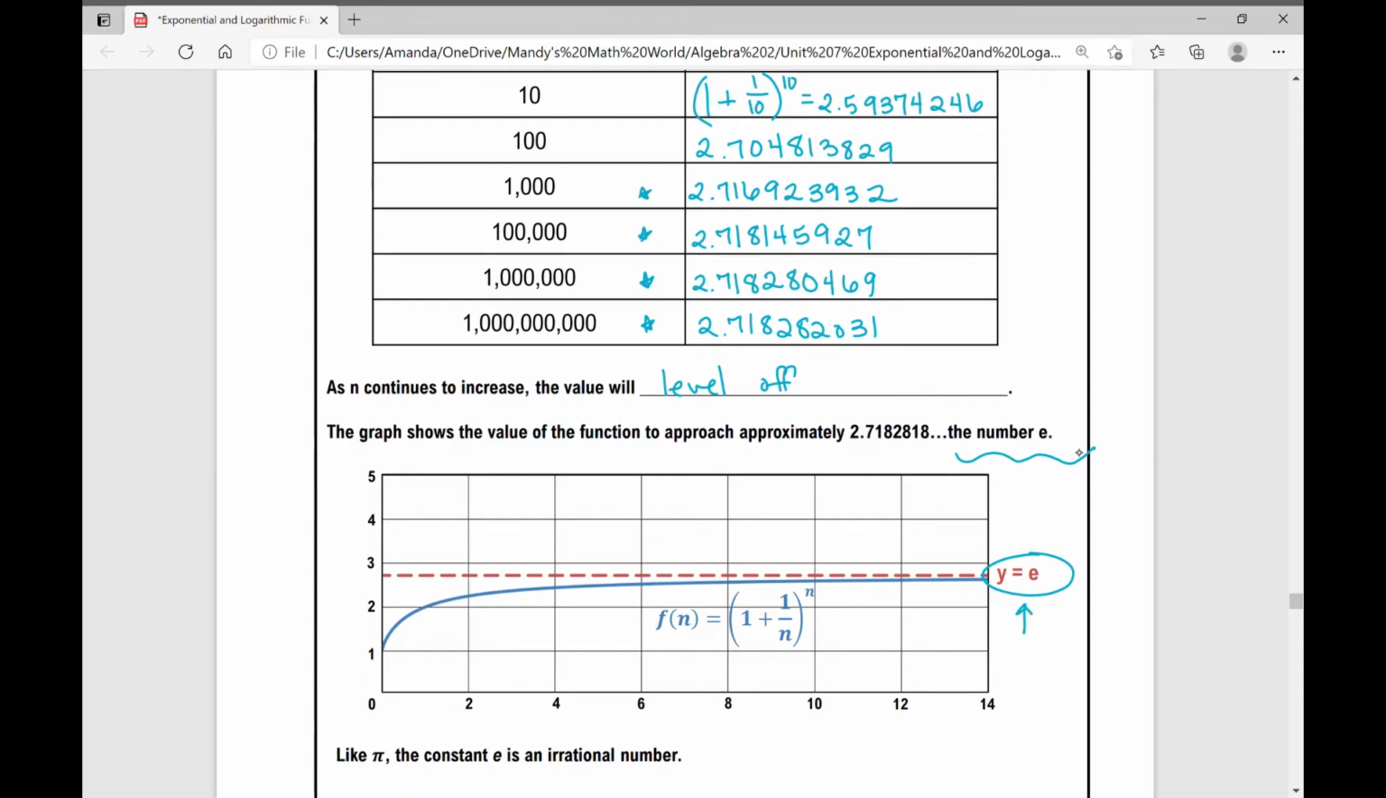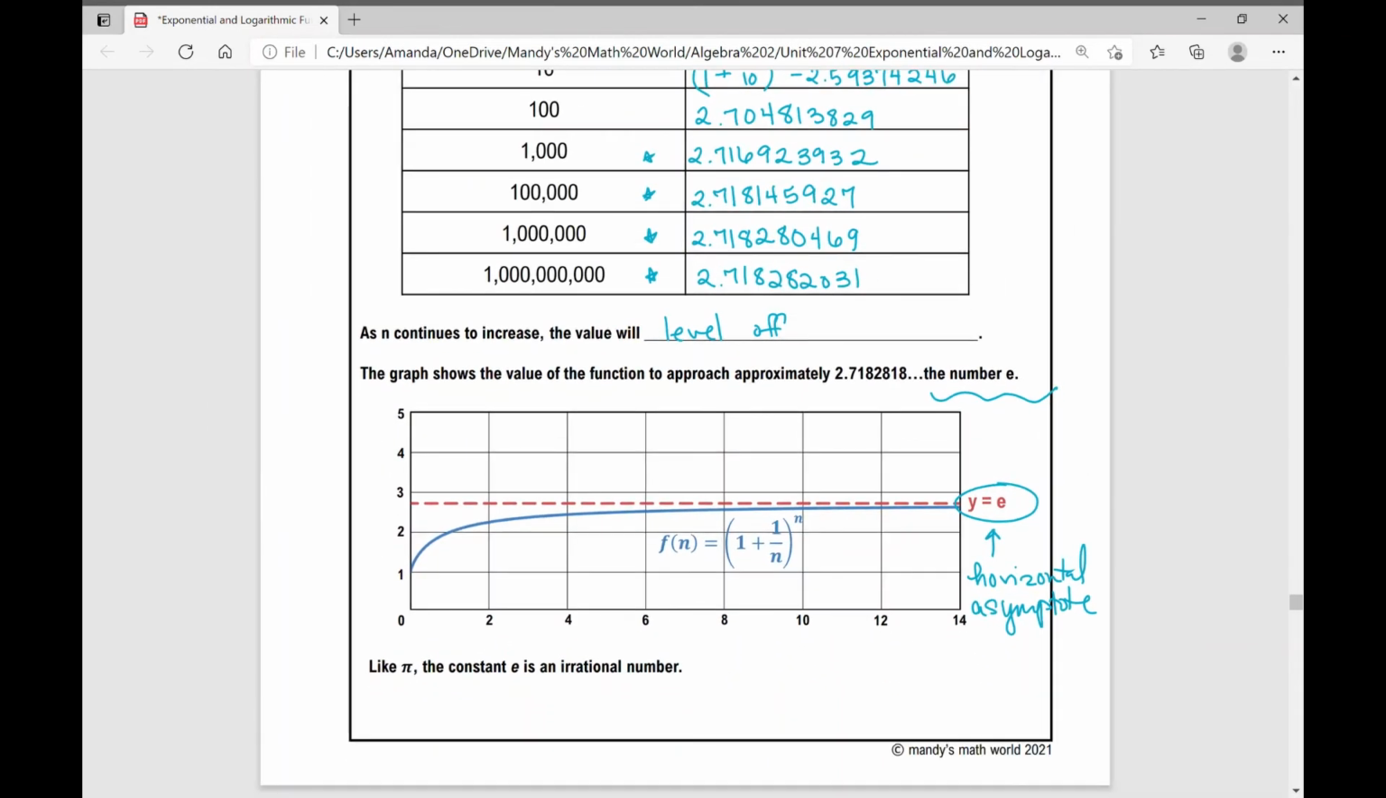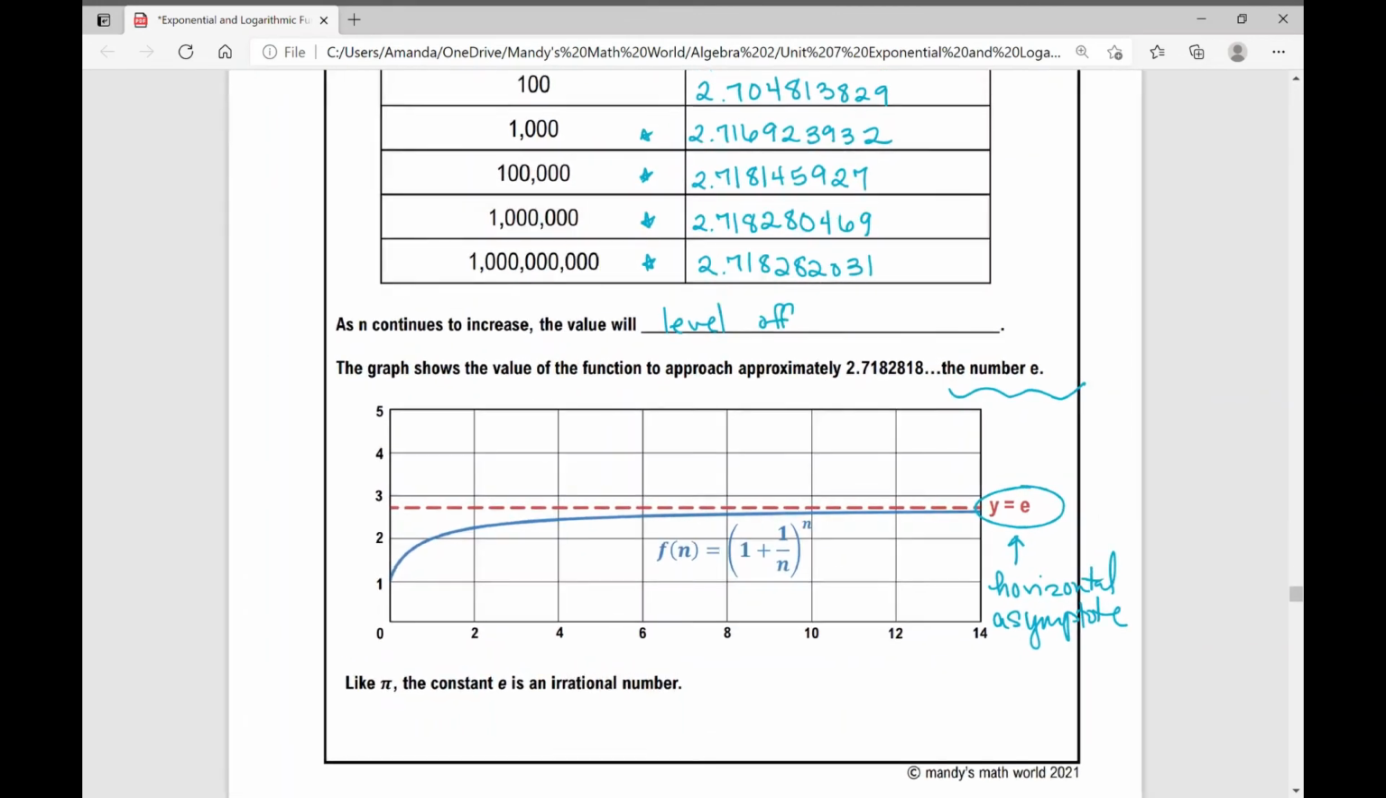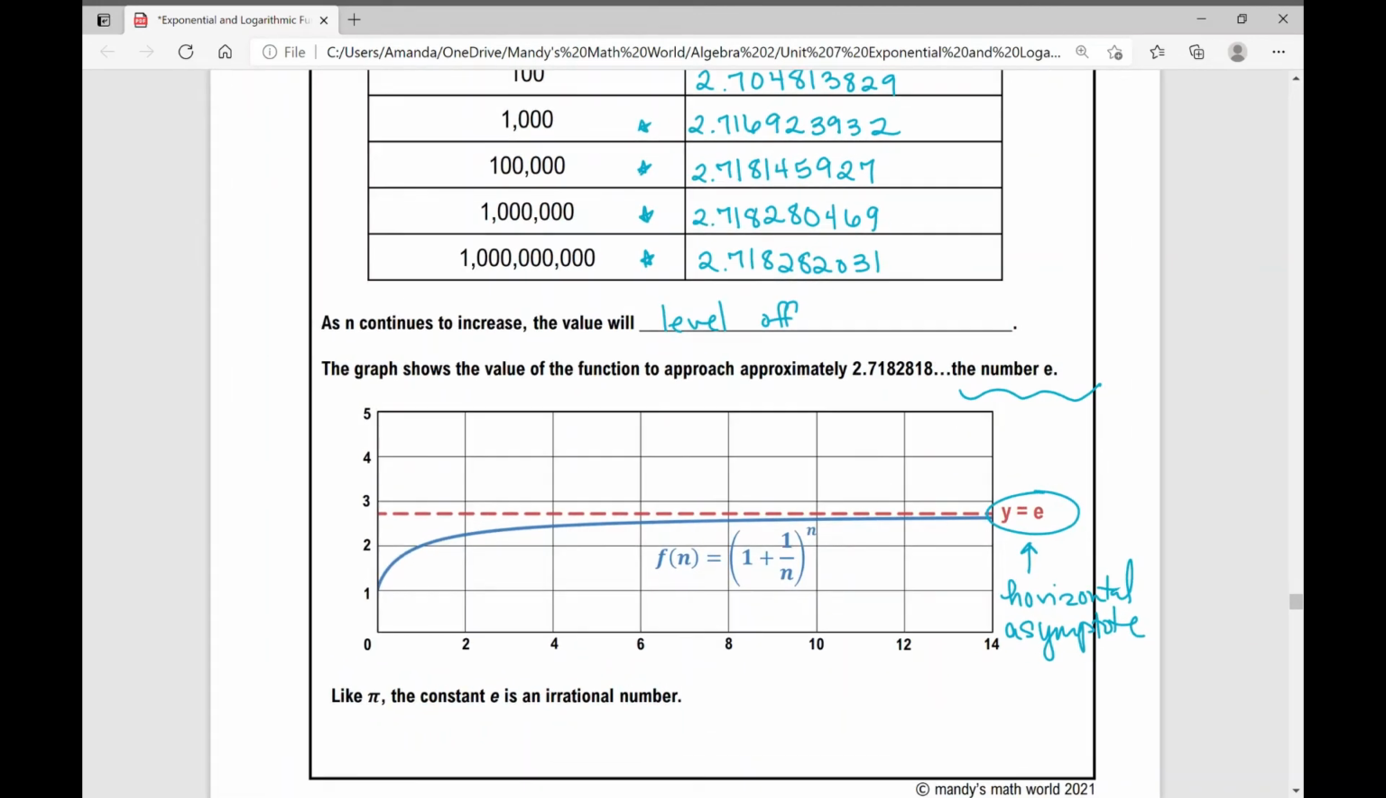So the number e is your horizontal asymptote. It'll get infinitely closer to that asymptote, but it'll never touch it, and it just kind of levels off. So it is just something that exists. Much like pi, the constant e is an irrational number, which means it never ends and it never repeats.